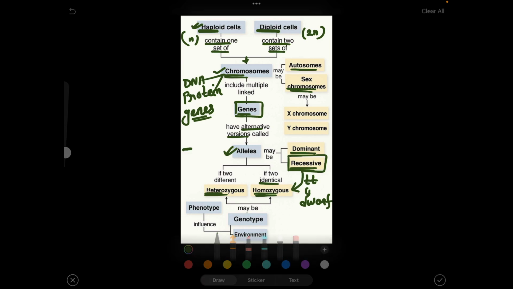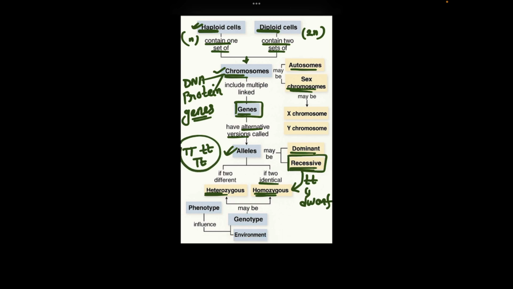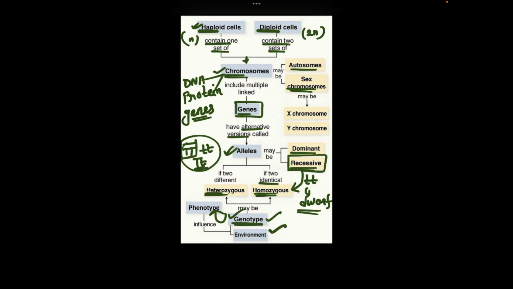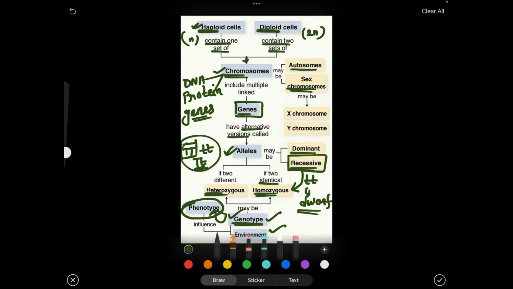This capital T capital T, small t small t, and capital T small t, all these come under genotype, right? And genotype affects the phenotype. As I was saying, capital T capital T and capital T small t express the tall characteristic, and small t small t gives the dwarf characteristic. So this is the phenotype. Any kind of morphological features that we can see is called phenotype. Genotype and the environment both affect the phenotype of an individual.